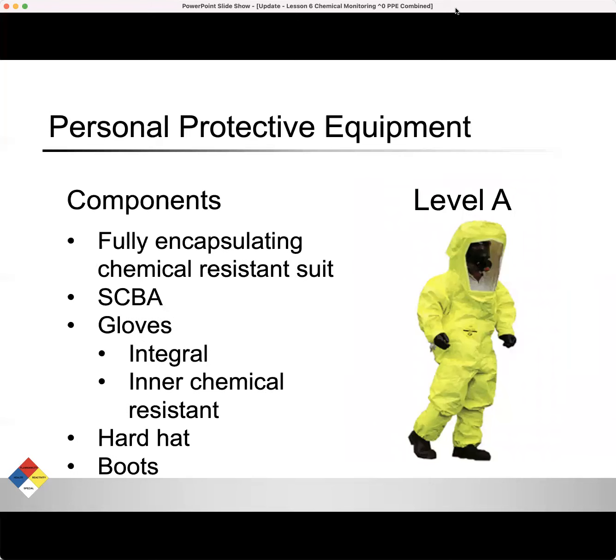So what are the components of a level A suit? It is fully encapsulating, head to toe. It's a fully encapsulated chemical resistant suit. There's an SCBA, which is worn on the inside of the suit. It does have integral gloves. You'll also wear inner chemical resistant gloves as well, a hard hat, and boots.